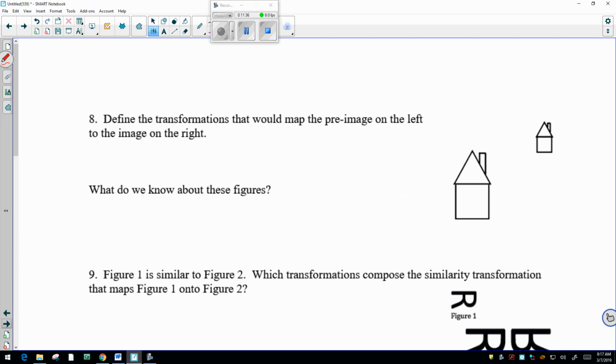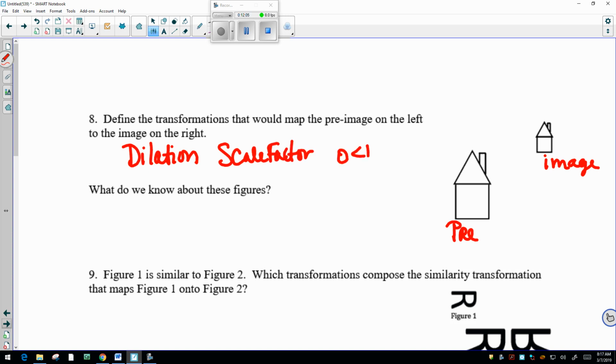Okay, so if we were to look at this over here, it says define the transformation that would map the pre-image on the left. So here's our pre-image, here's our image, and we want to see what would happen. To go from the pre-image to the image, I know it has to be at least a dilation. And I could tell you, because it's getting smaller, I know my scale factor has to be between 0 and 1. And then what do we know about these figures? Well, since a dilation has happened, I can tell you that they must be similar. And I'm going to use my symbol, so they are similar.